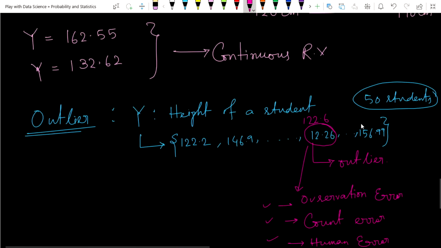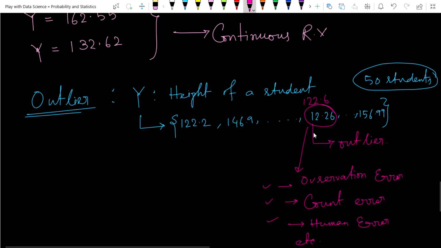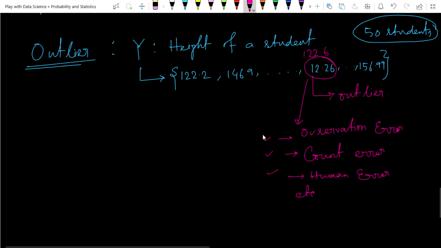Here we have made some mistakes in building this data set of the heights of random students. We have made these kinds of errors, observation and count errors. Actually the data sets are built by humans, and humans are not machines or gods. It is obvious they have some errors. So these kinds of errors are called outliers. Now the question is how to find this kind of error. There are some statistical tools.